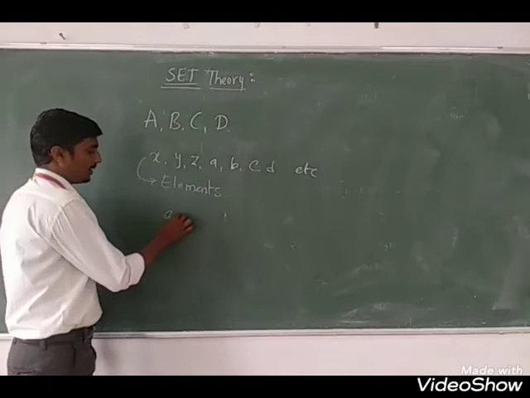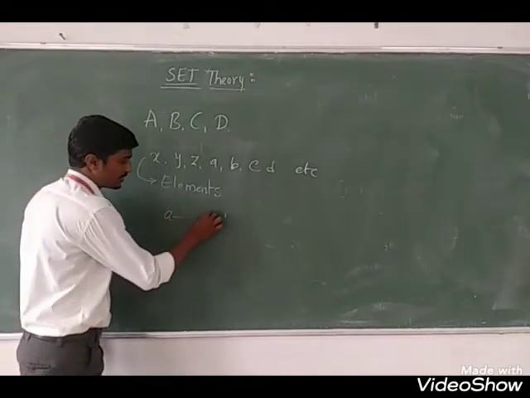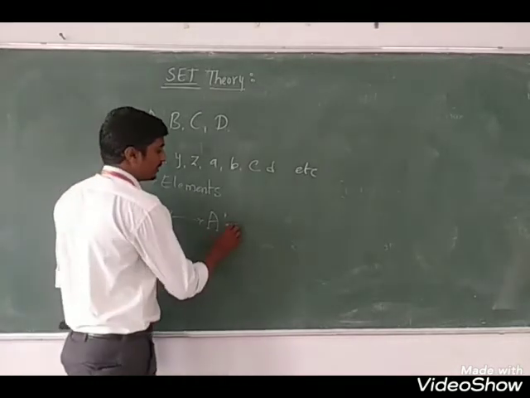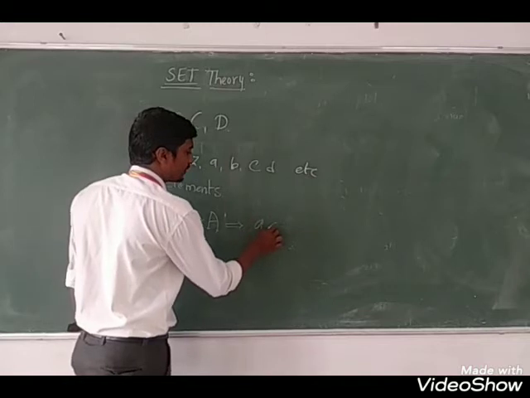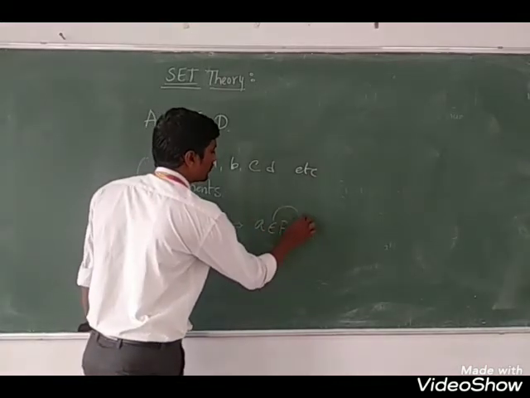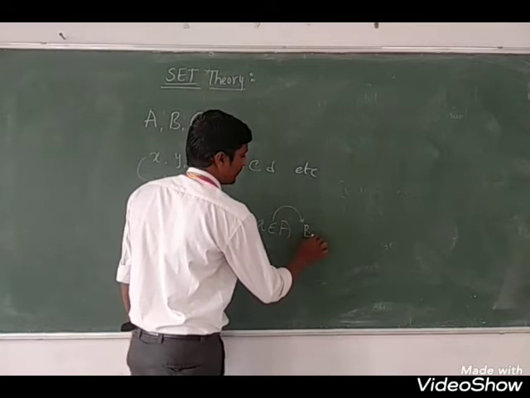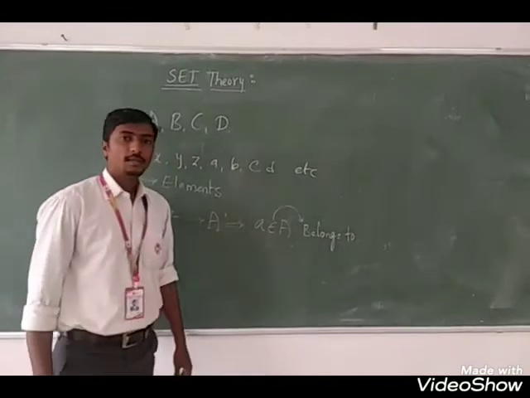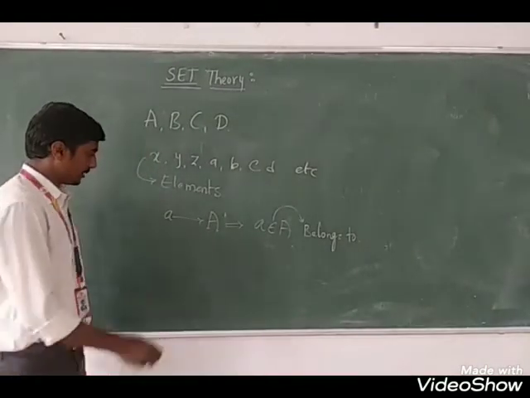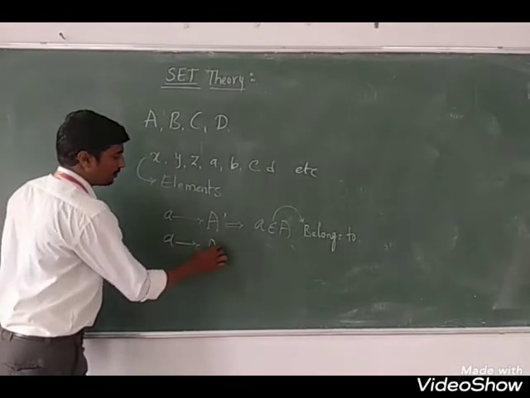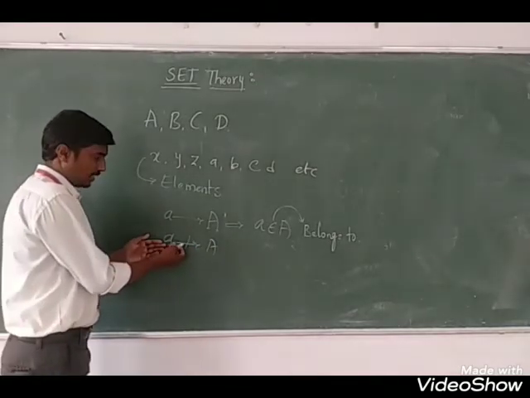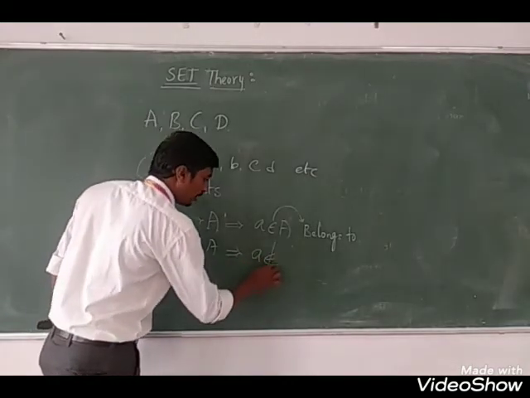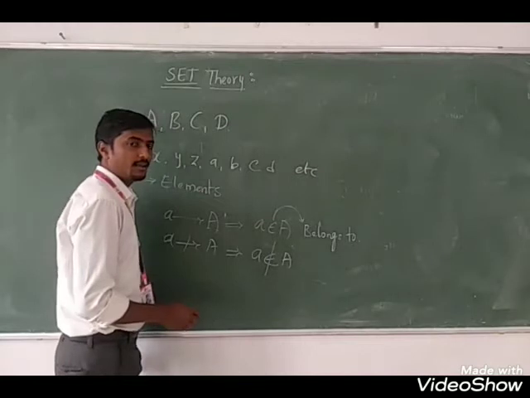Suppose an element a is present in the set A. Then symbolically I can represent this as a belongs to A, and this symbol is read as "belongs to". Suppose a does not belong to A, meaning this a is not present in this set. Then I can write symbolically a does not belong to set A.